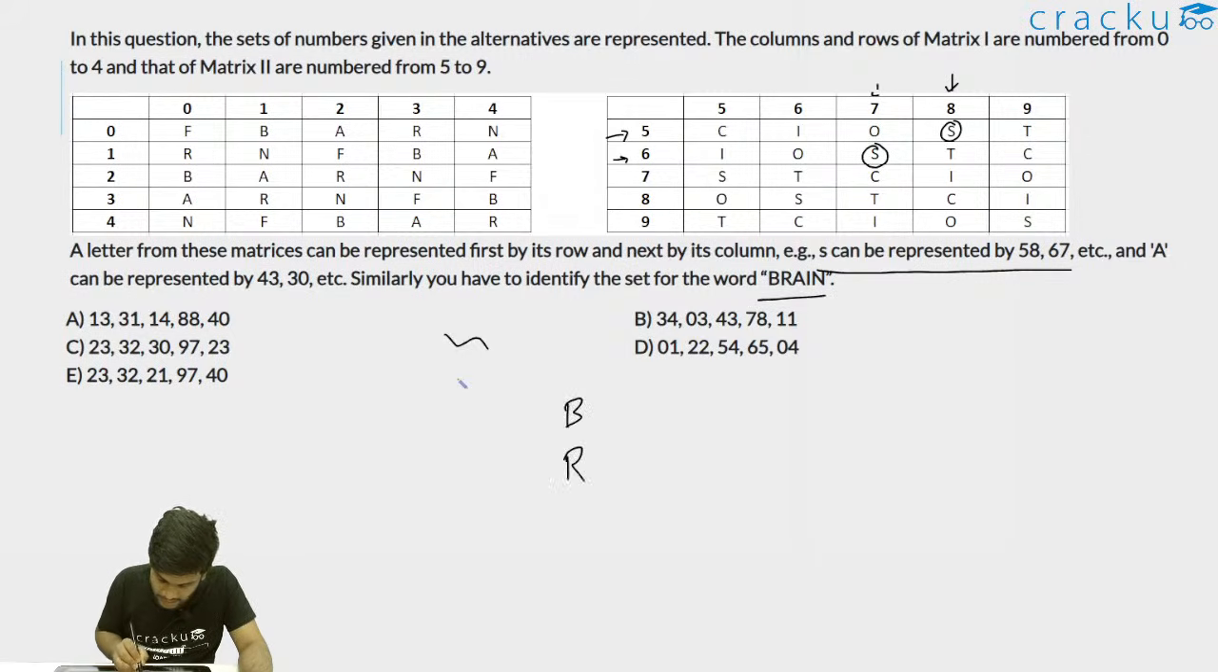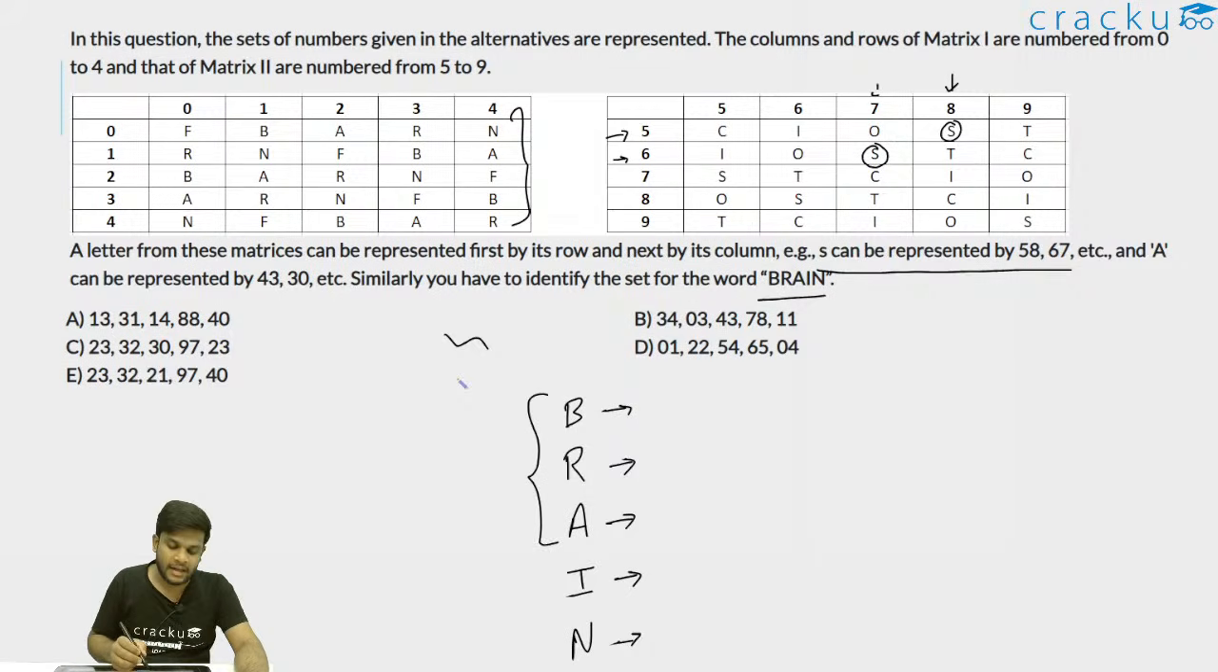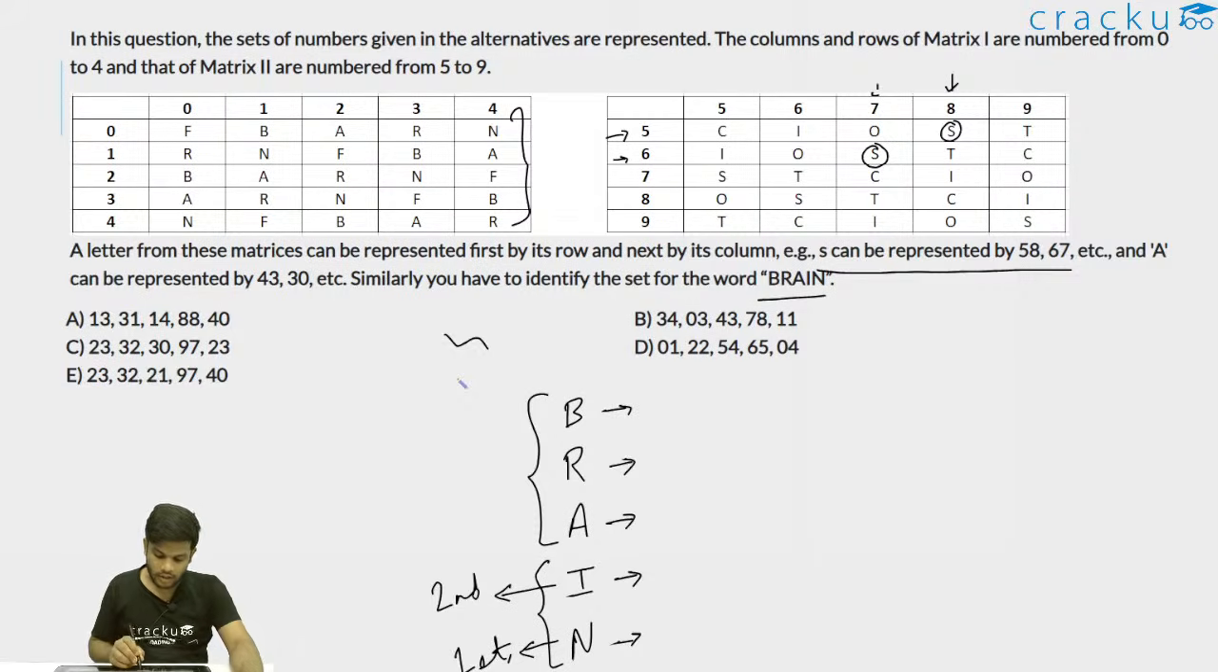So B, R, A, I and N. Now when we look at B, B is always in the first matrix. So, in fact, if you look at it, B, R and A, all three are in the first matrix. I is in the second matrix, and N is also in the first matrix. Okay. So let's look at the first matrix first.